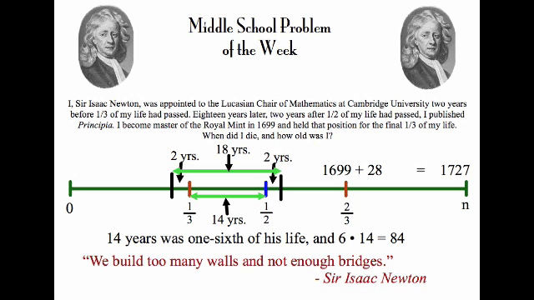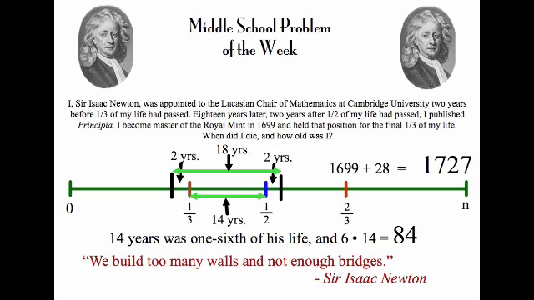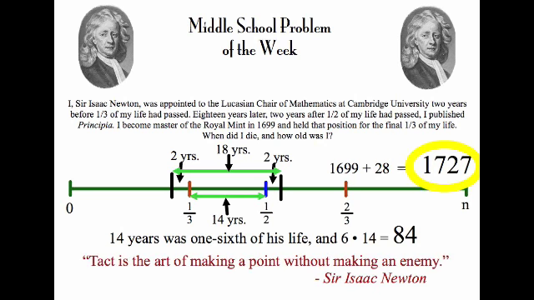And we know that if a sixth of his life is 14 years, a third of his life is 2/6 or 28 years, so we add 28 years to the year 1699 to get 1727, which is the year that he passed away, and we've already figured out that he was 84 years old. The answers to this week's problem of the week.